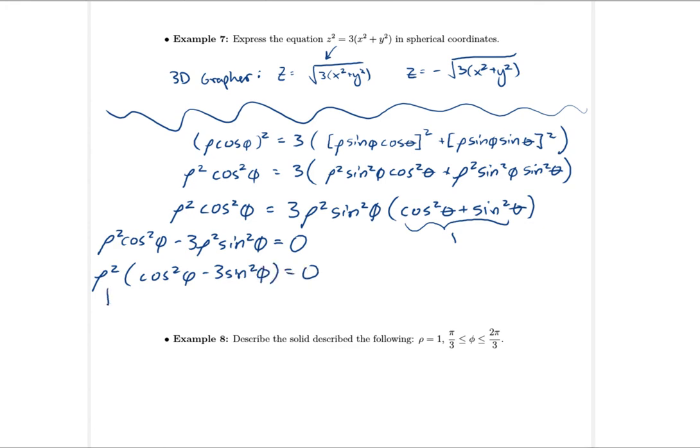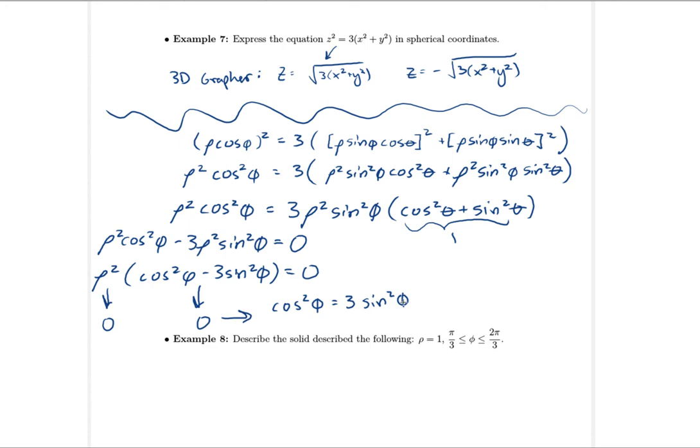Now, either this has to be 0 or this has to be 0 in order for this equation to be true. But let's understand that rho squared being equal to 0 is boring, right? Because that just means you're just at the origin the whole time. So we know that the real meat of this equation is here when these things are equal to 0. So that means that then cosine squared phi must equal 3 sine squared phi.